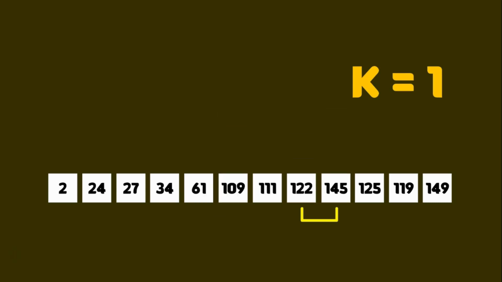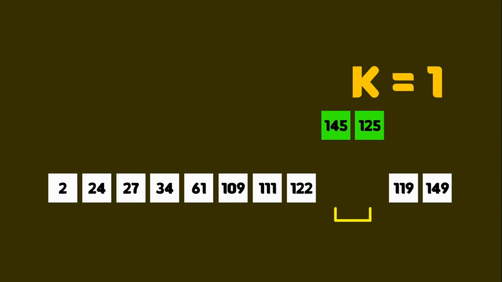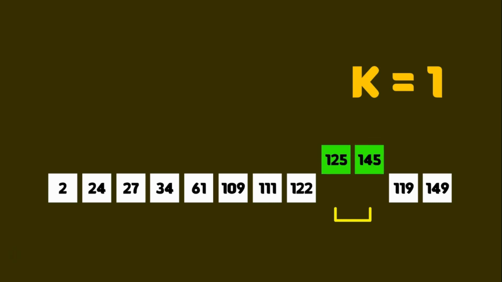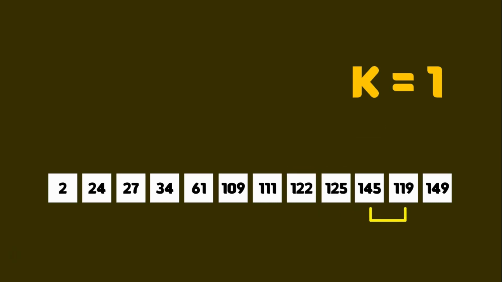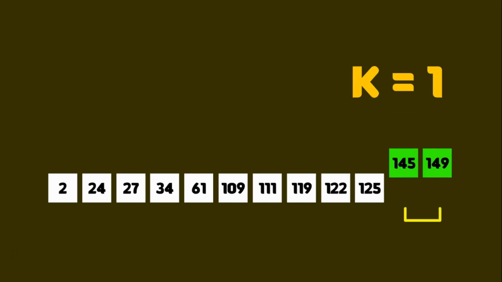Now comes 122 and 145, which is again proper because 122 is lesser than 145. After that comes 145 and 125. As 125 is lesser than 145, it should be swapped in that particular order because we need to get the numbers arranged in that order. So 125 is placed before, then 122 is compared with 125, and again it is swapped. 119 is again compared with the next elements, and we see that 119 is placed in the position next to 111. Similarly we compare 145 and 149.